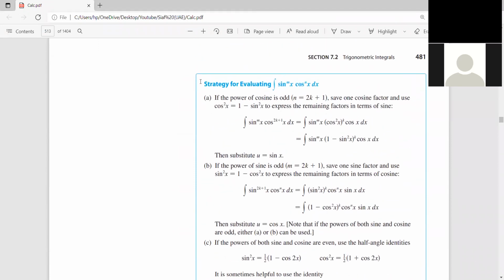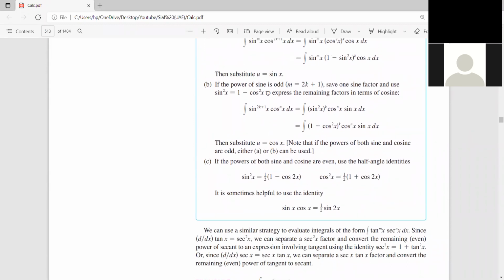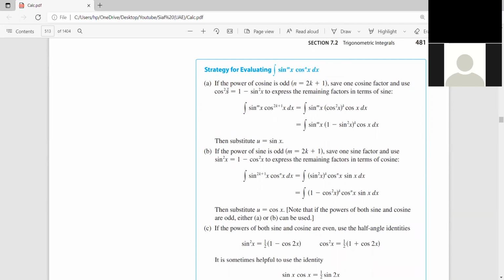Yes, they have given us some strategies for evaluating. If you have the powers of m and n, what should be the power of m and what should be the power of n? If we have two functions like sine x and cos x, with powers m and n respectively, if the power of cosine is odd, meaning m is even and n is odd, then you should apply these identities.